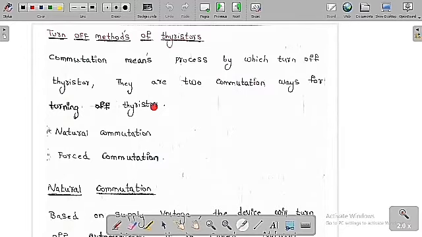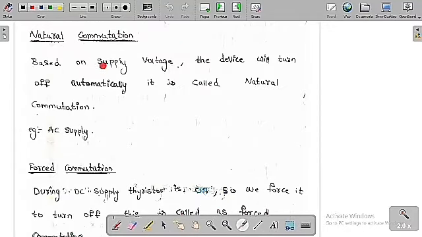By the natural way you can turn off the SCR, and also by the forced way you can turn off the thyristor. Natural commutation: based on supply voltage, the device will turn off automatically. It is called natural commutation. An example is an AC supply. If you give a negative voltage across the anode to cathode, then definitely the device is going to get turned off. It's a natural way, means by circuit voltage only we turn off the device. That is called natural commutation.